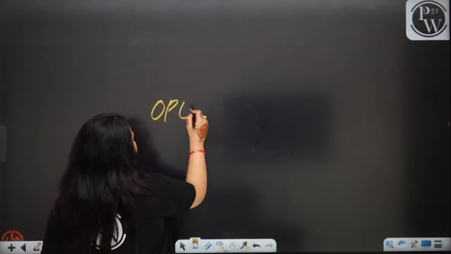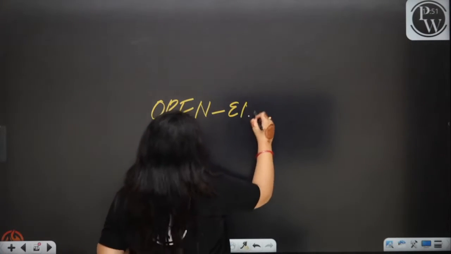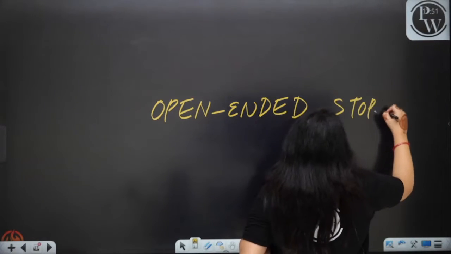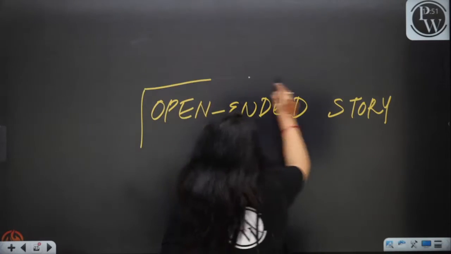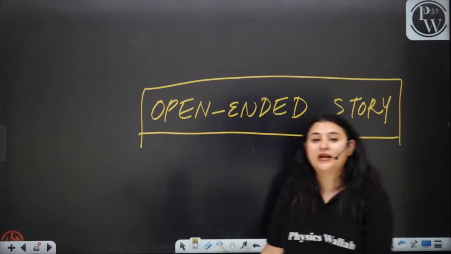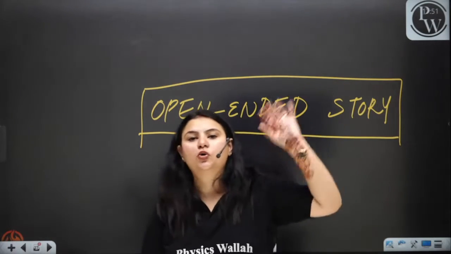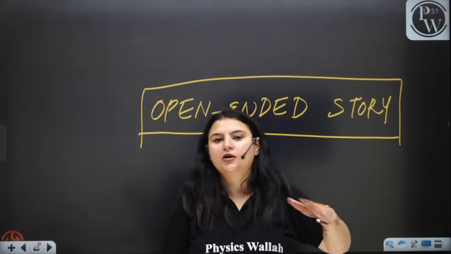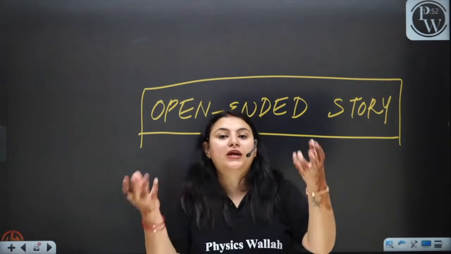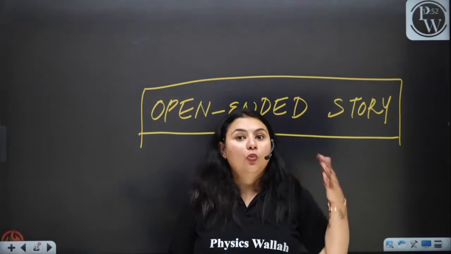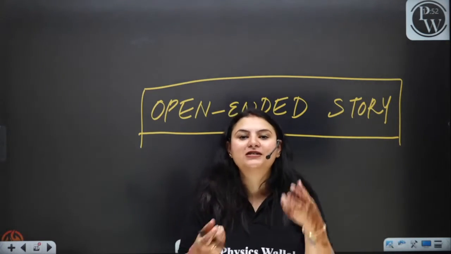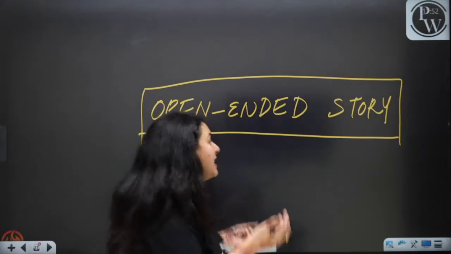Now, what kind of a story is it? It is an open-ended story. Do you know what an open-ended story is? An open-ended story is a story in which you do not know the end. You do not know the climax. You can make your own climax. You can assume your own climax. What happened in the last, you do not know. You can make your own story.